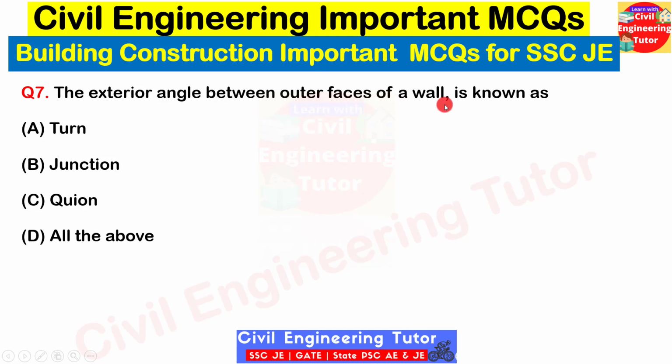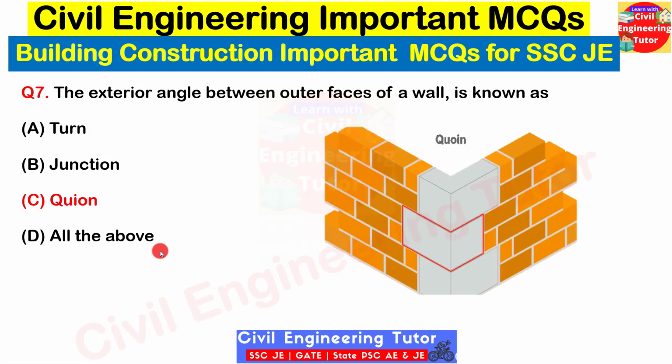Question number 7, the exterior angle between outer faces of a wall is known as. So this is from brick masonry basically. Turn, junction, queen, all of the above. So the correct answer will be queen. Here you can see that this is the outer or exterior angle that is known as queen, or quoin, whatever you say.